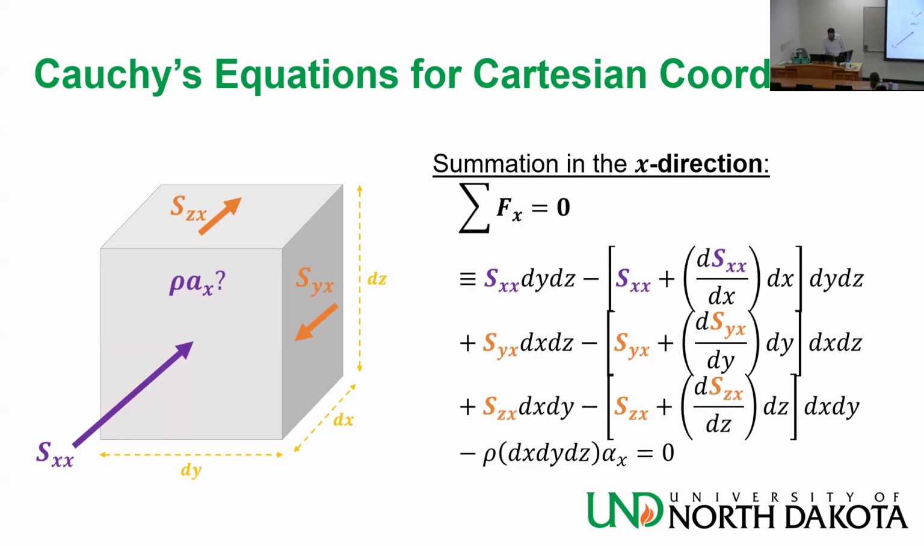SZX. So the first letter is the plane it's acting. So if it's acting on the plane of Z, I need to look at the other two. So dy dx. I'm looking here, basically. It's acting in this surface. And it's in the direction of x.